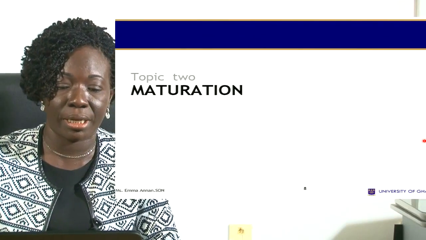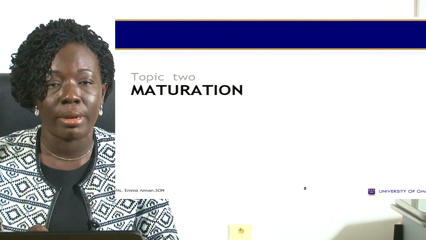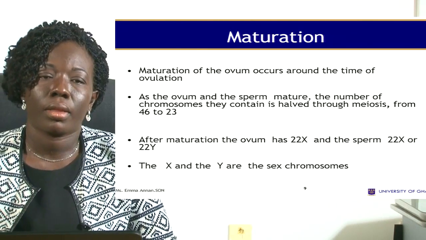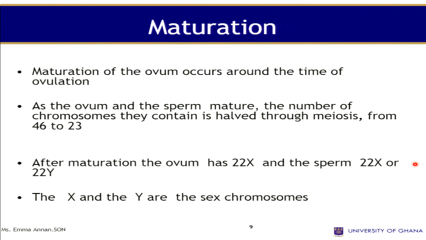We'll move on to maturation. Before fertilization takes place, the sperm and the ovum need to mature. Maturation of the ovum occurs around the time of ovulation. As the ovum and the sperm mature, the number of chromosomes they contain is reduced from 46 to 23. After maturation, the ovum has 22 chromosomes, the 23rd one being the sex chromosome. And the sperm also contains 22 and an X or Y chromosome being the sex chromosome.